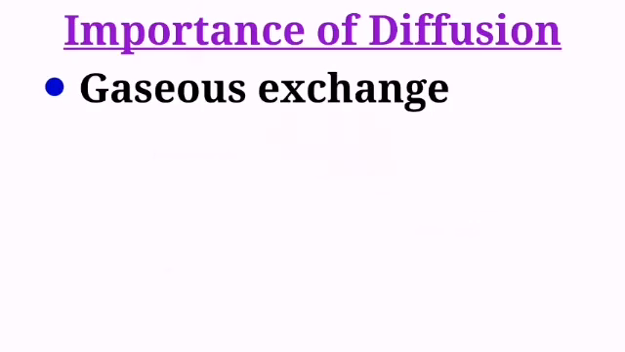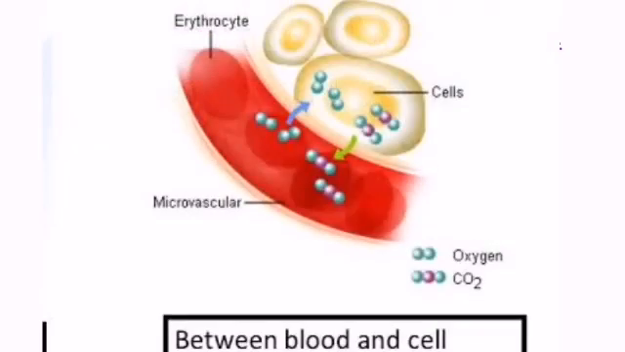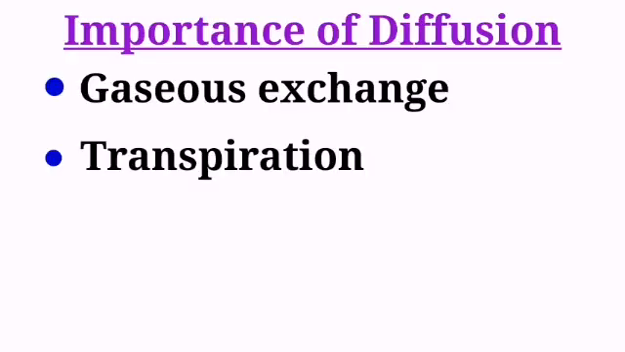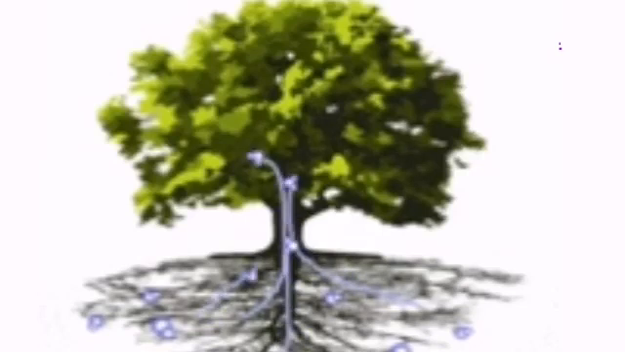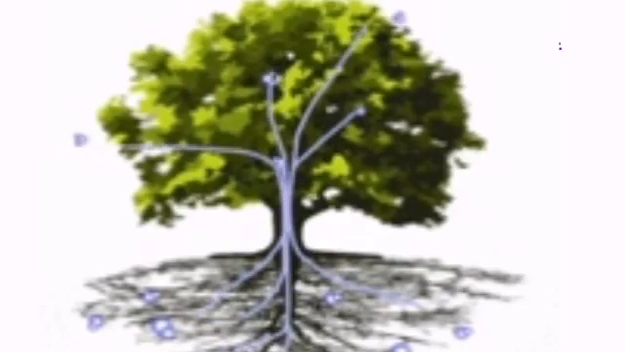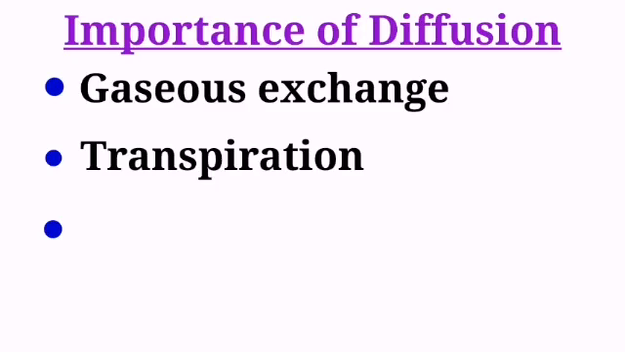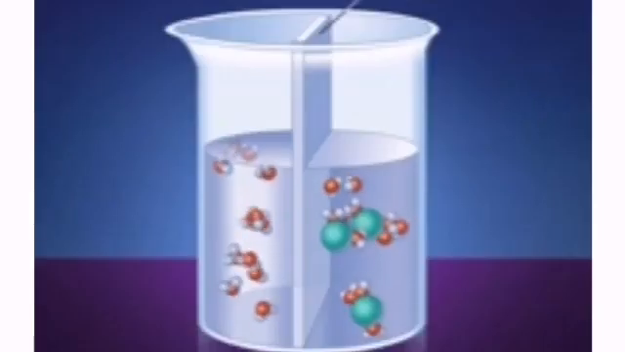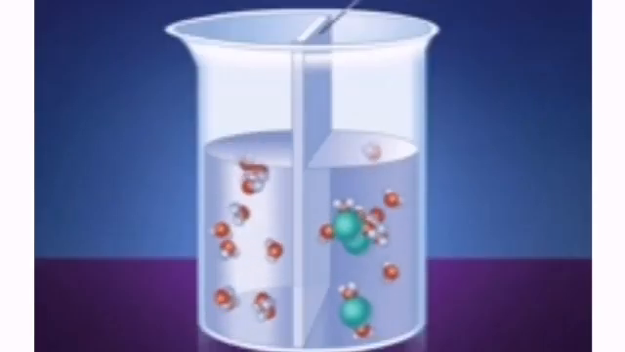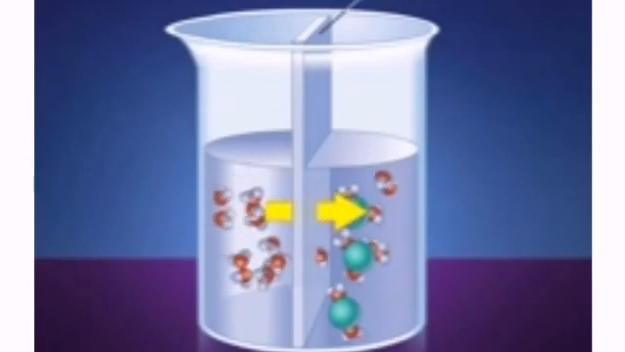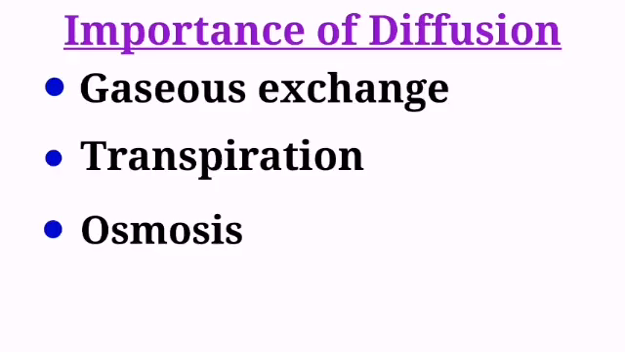First, gaseous exchange. Diffusion helps in exchange of respiratory gases between the cells and their environment. Second, transpiration. Loss of water in vapor form from the aerial parts of the plant is due to the process of diffusion. Third, osmosis. It is a special type of diffusion where only solvent is allowed to diffuse. About osmosis, we'll study ahead.